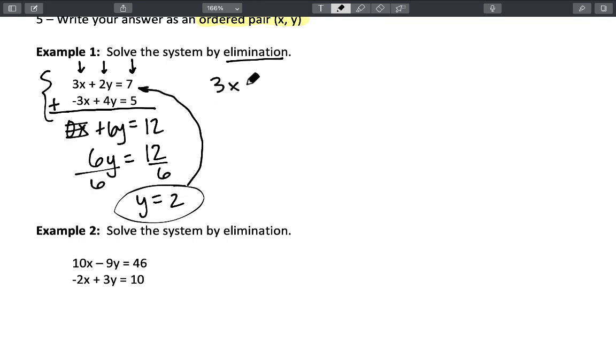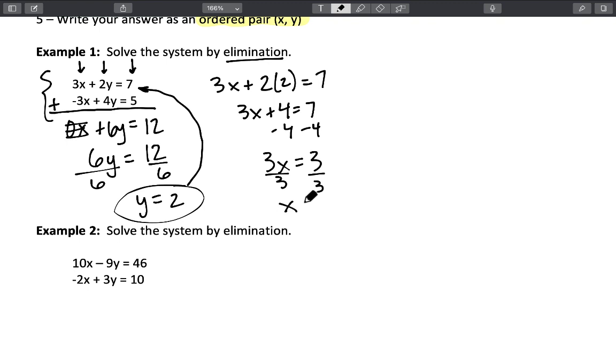We have 3x plus 2 times the y value, which we said was 2, is equal to 7. All right, that gives me 3x plus 4 equals 7. Subtract the 4 over, and we have 3x is equal to 3. Divide over the 3, and we get an x value of 1. All right, we found our x, we found our y. Our ordered pair is (1, 2). In this ordered pair, (1, 2) is the solution to my system. If I were to graph these two linear equations, they would intersect at the ordered pair (1, 2).